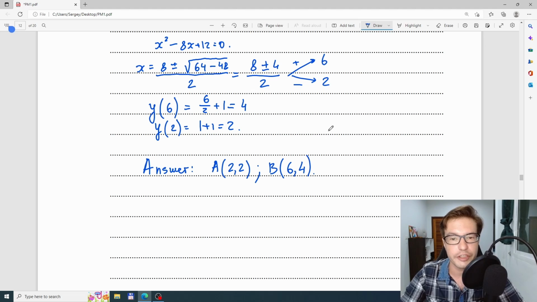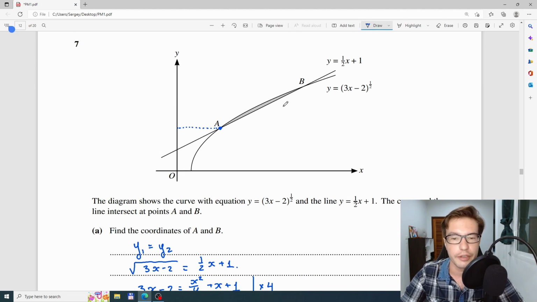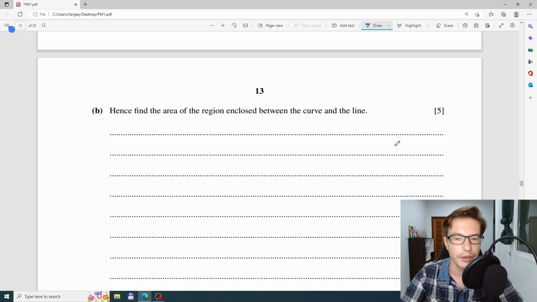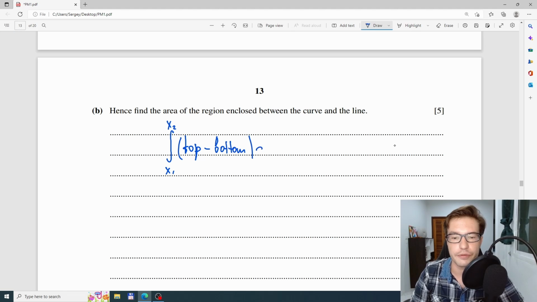Okay, we're ready for the next question, which is probably going to be find the shaded area. Okay, indeed. So to find the area enclosed between the curves, we'll have to find the integral between the points of intersection of the top curve minus the bottom, dx, of course.